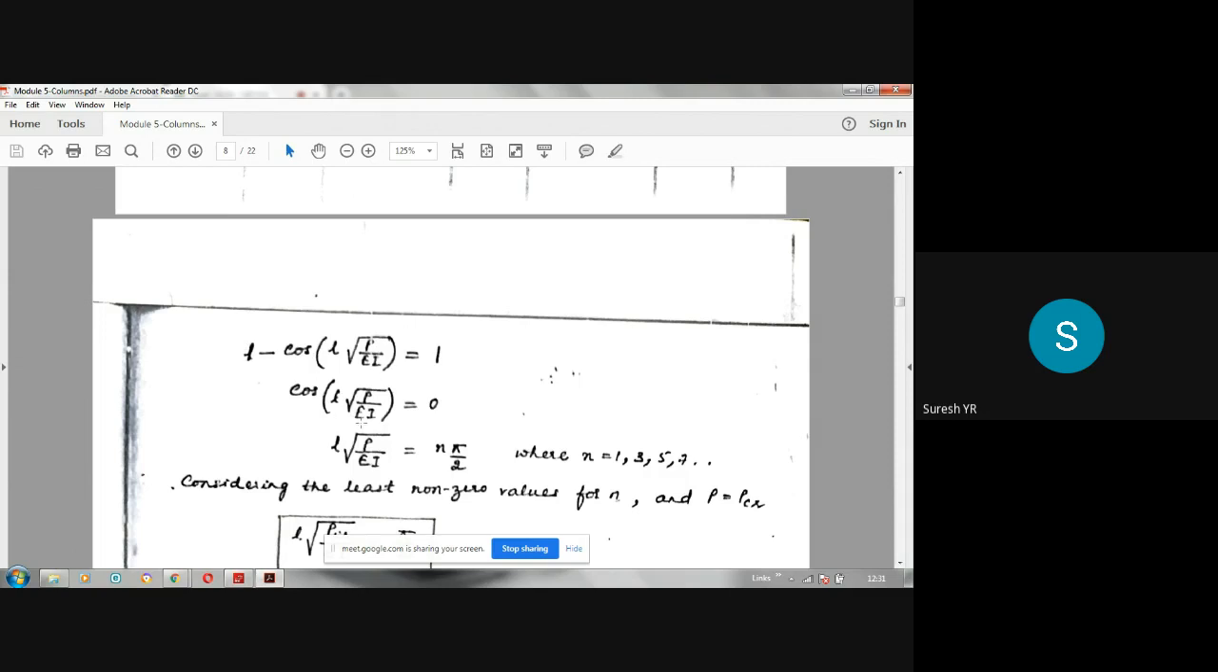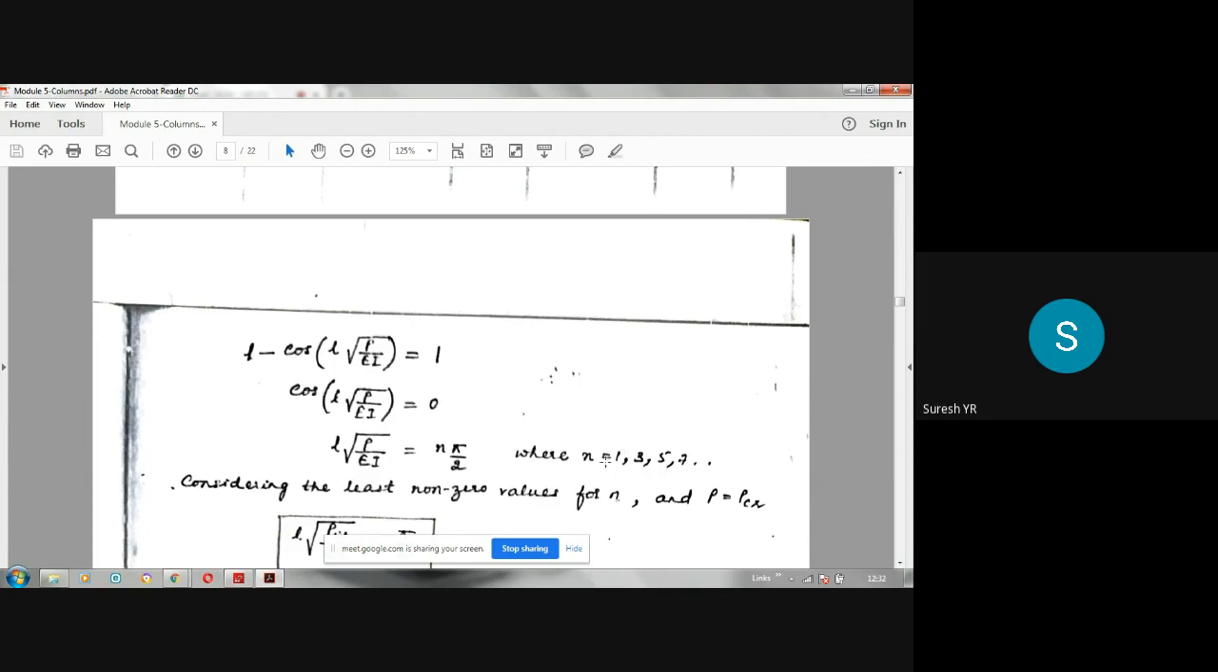Now what is the general solution of this? The general solution of cos theta equal to 0 is theta equal to n pi by 2. You should remember that trigonometrical solution. Now L into root of P by EI is theta, so this is equal to n pi by 2, where n is 1, 3, 5, 7. Please note that n is an odd integer here. You should remember the general solution. Now once again, consider the least non-zero value of n. The least non-zero value of n is 1 here.